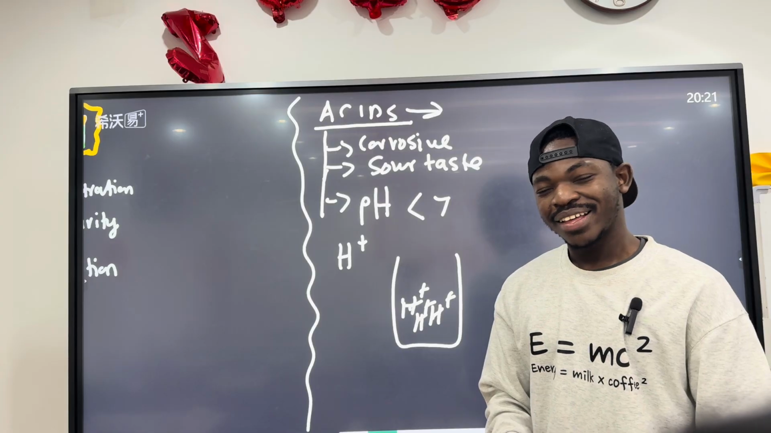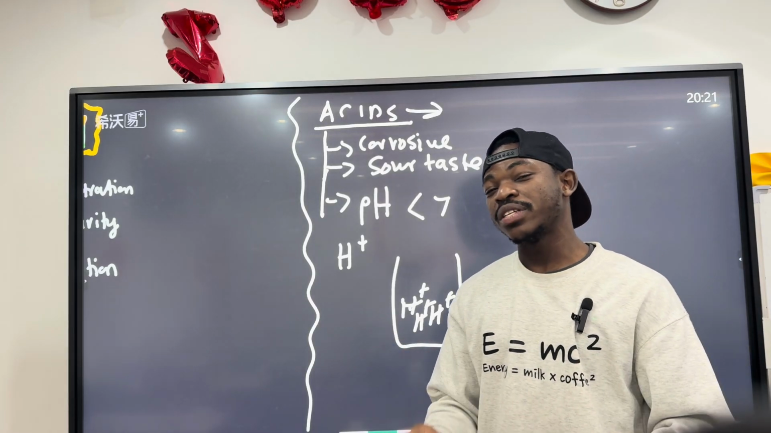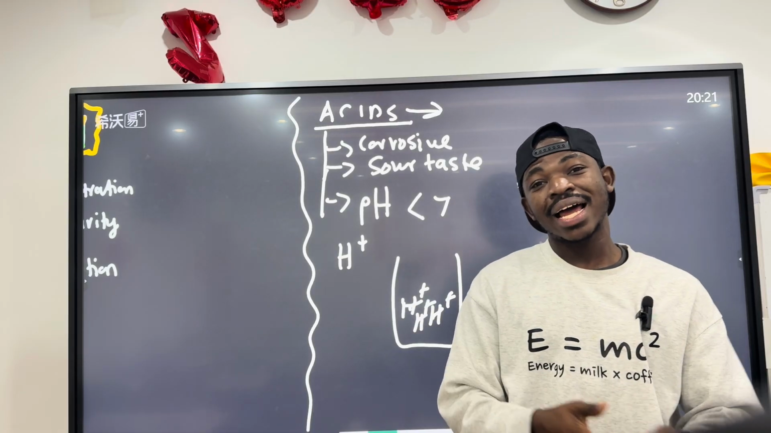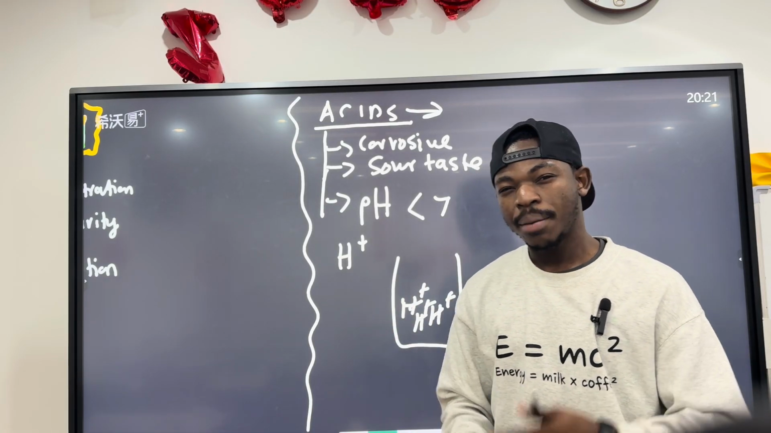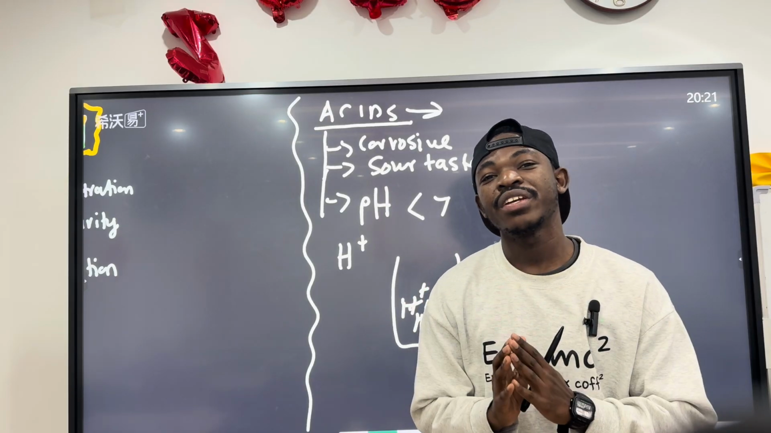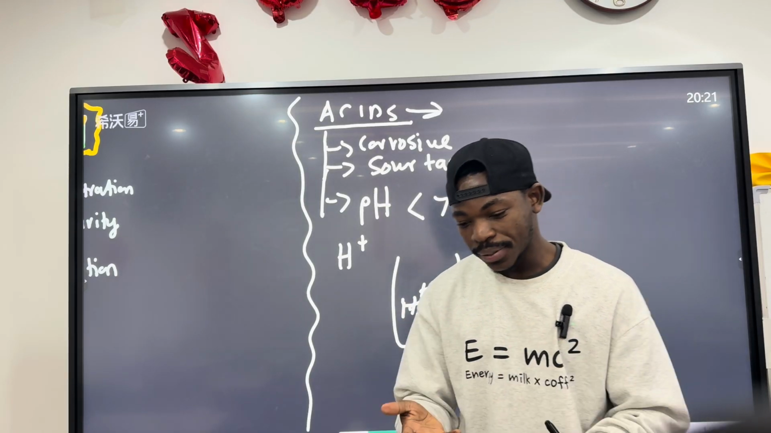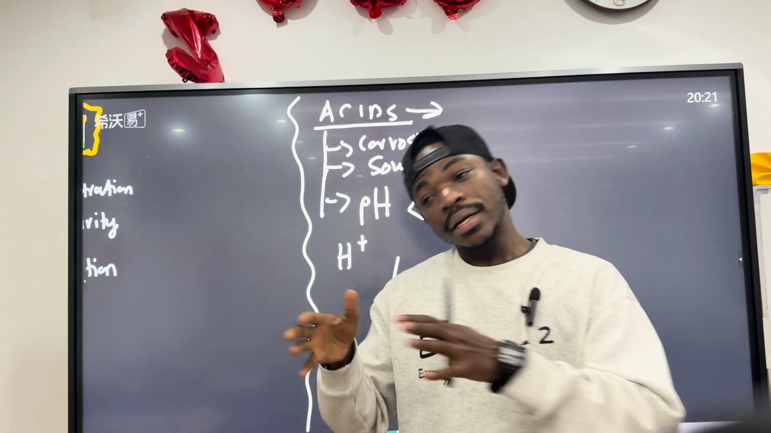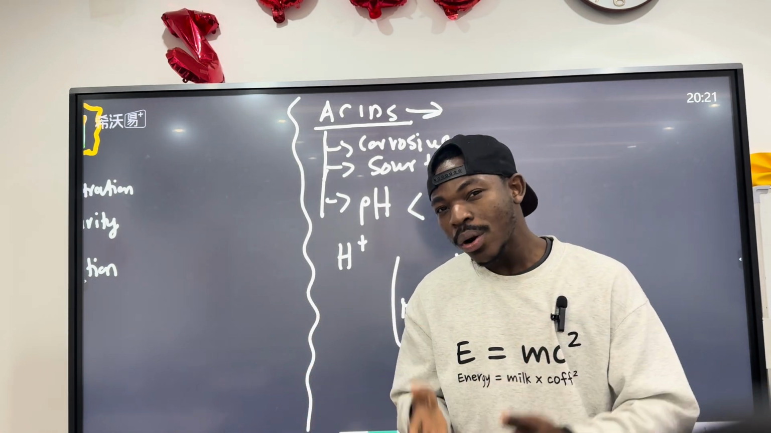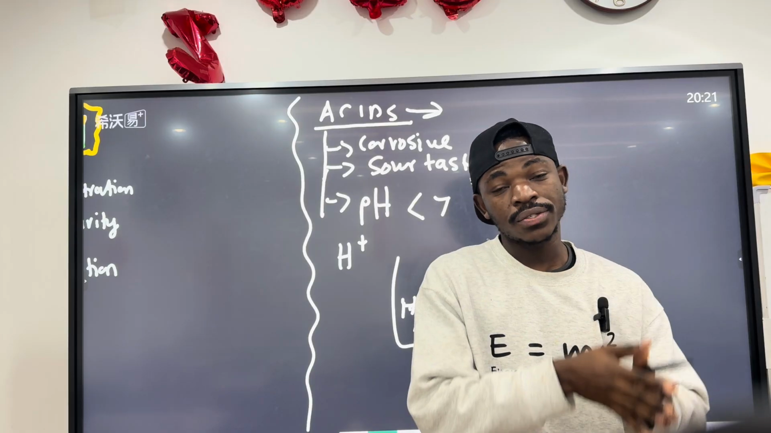That is why there are other definitions that we can use to define an acid, like the Bronsted-Lowry theory, where we define an acid as a proton donor. But I don't want to go into other definitions of an acid. I just want to give you a general definition. So an acid is any substance that dissolves in water and produces hydrogen ions as the only positively charged ions in solution.